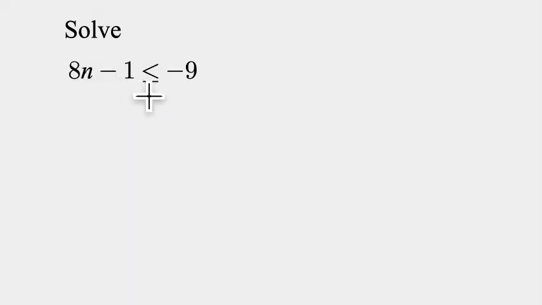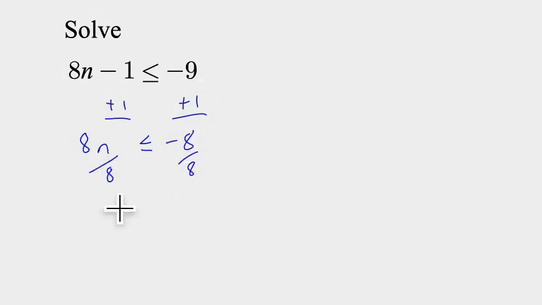Here we have 8n minus 1 is less than or equal to negative 9. So we'll go ahead and add 1 to both sides, and then we'll divide by 8 on both sides. And each time the inequality just keeps coming along for the ride, unless we multiply or divide by a negative number, which doesn't look like it's going to happen here because we're going to be dividing by a positive 8. And we end up with n is less than or equal to negative 1. Notice the inequality did not switch directions because we never divided or multiplied both sides by a negative number.